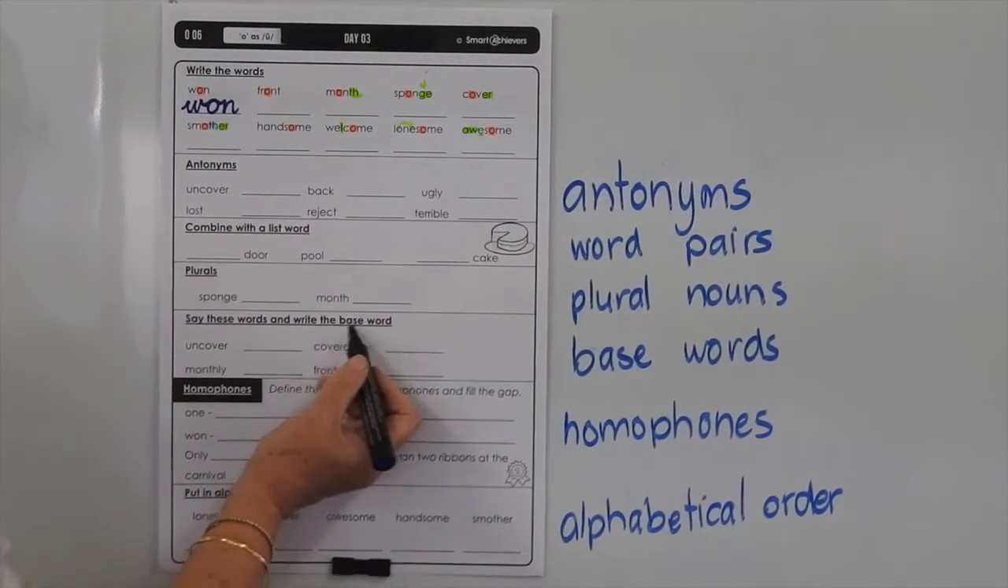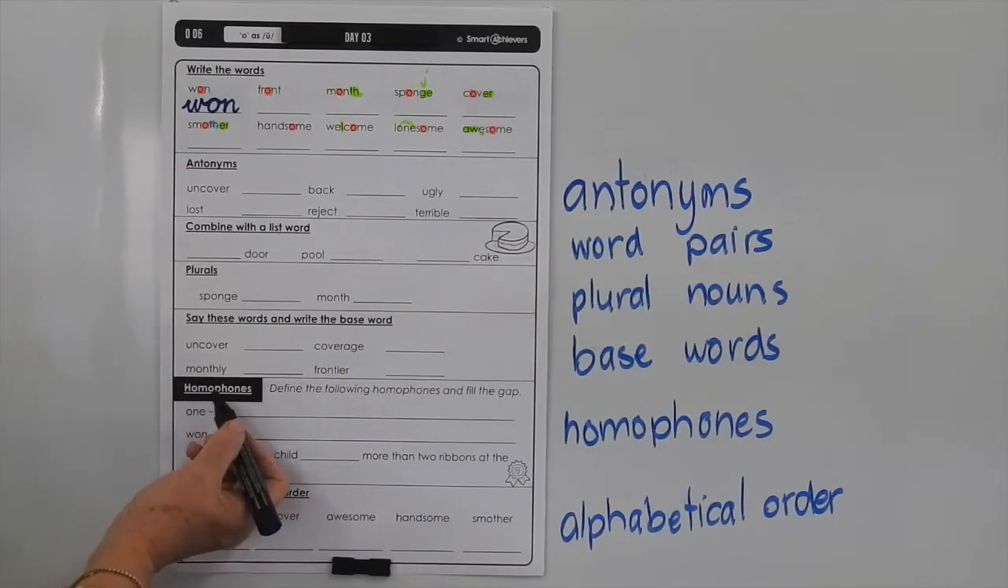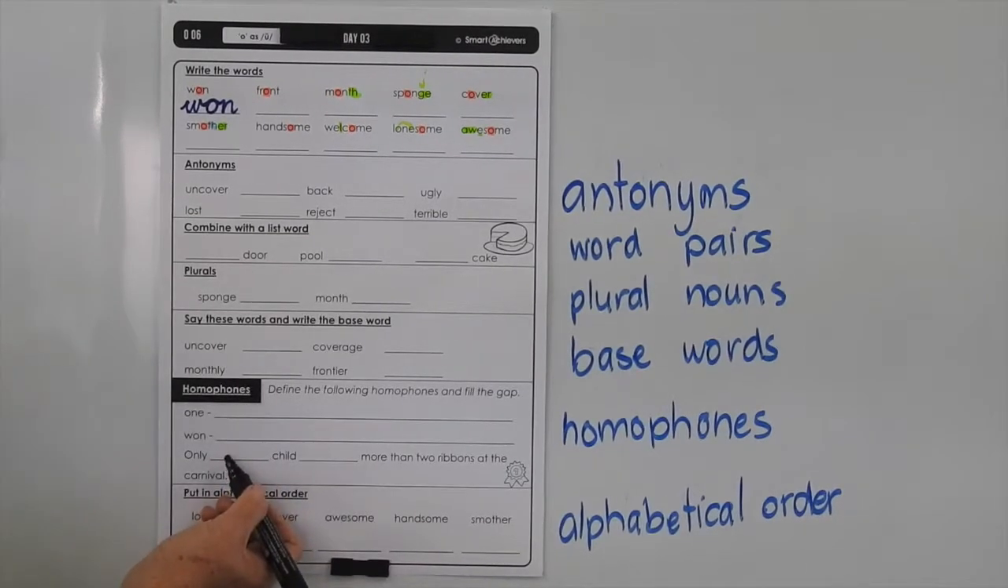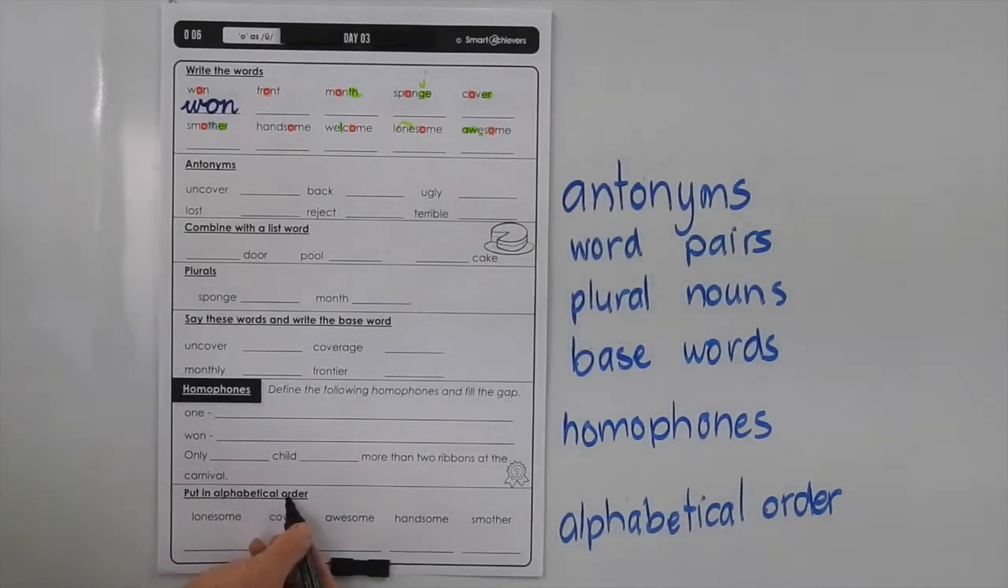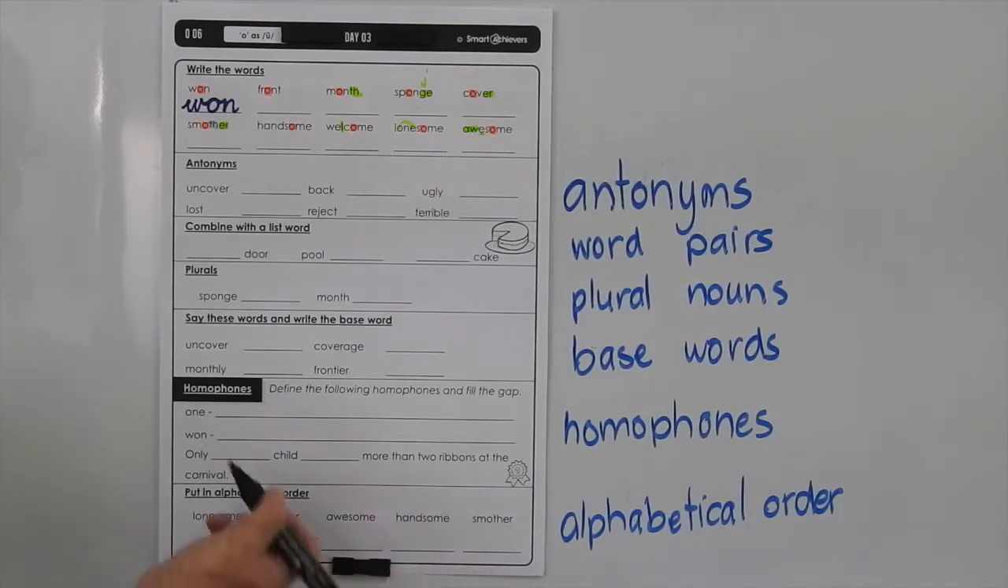Say these words and write the base word, so that's quite easy. Just take off the prefixes and suffixes to write the base word. Homophones, you've got to define the homophone and then fill in the sentence with the correct use of the word in the right position. Once again, we've got some alphabetical order, so you have to say the alphabet, find words that match that letter as you go, and there isn't a word for every letter, so you just skip those letters. And if you have two words starting with the same letter, you have to look at the second letter of the word.